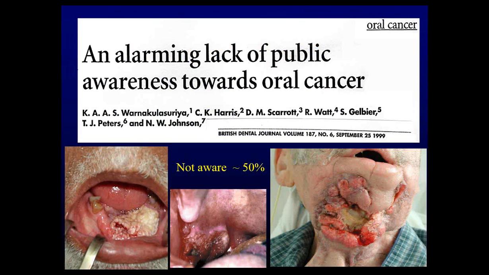And again, more alarmingly, 50% said that they think oral cancer is a disease of chance and can happen to anyone regardless of risk factors being present or not. So one can imagine what could be the situation if we translate this to less developed or developing countries. That would be more scary.